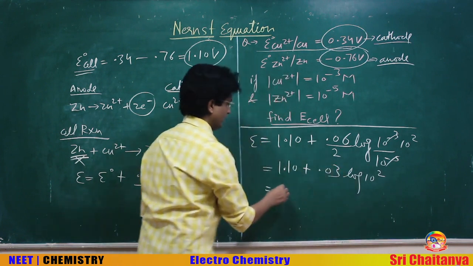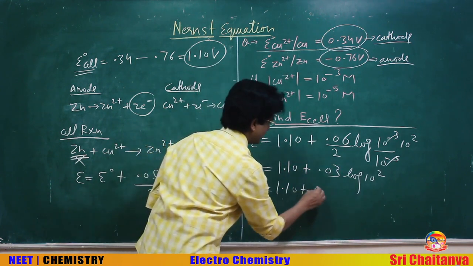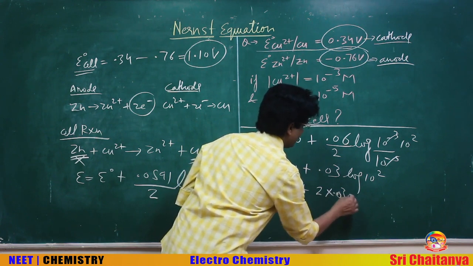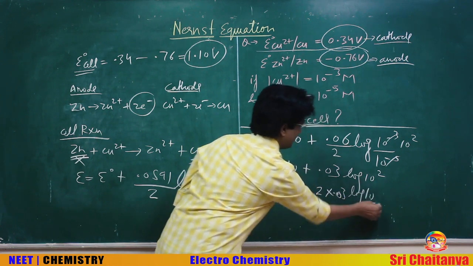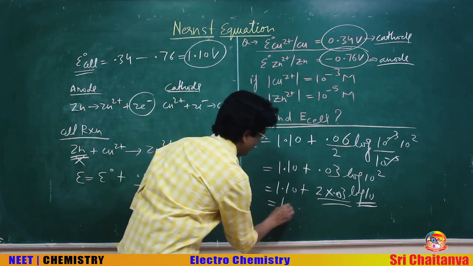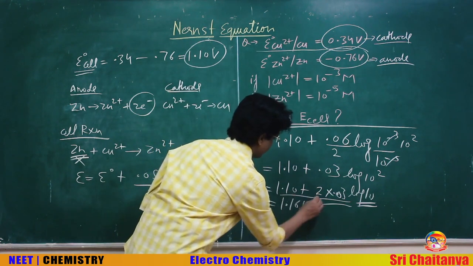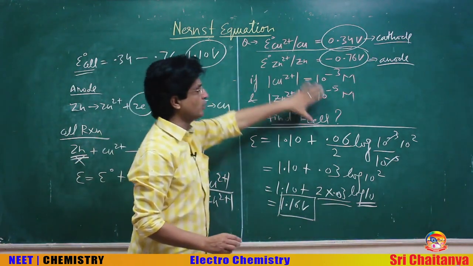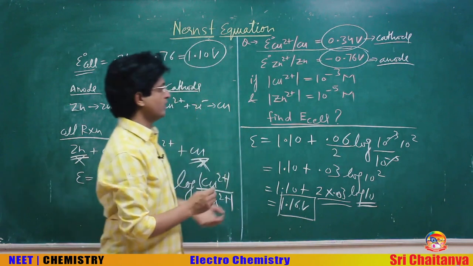You can bring the 2 here, 1.10 plus 2 into 0.03 log of 10. Log of 10 is 1. So this will be 0.06. So the answer will be 1.16 volt. So this is how you are going to calculate the cell potential under non-standard conditions by using the Nernst equation.